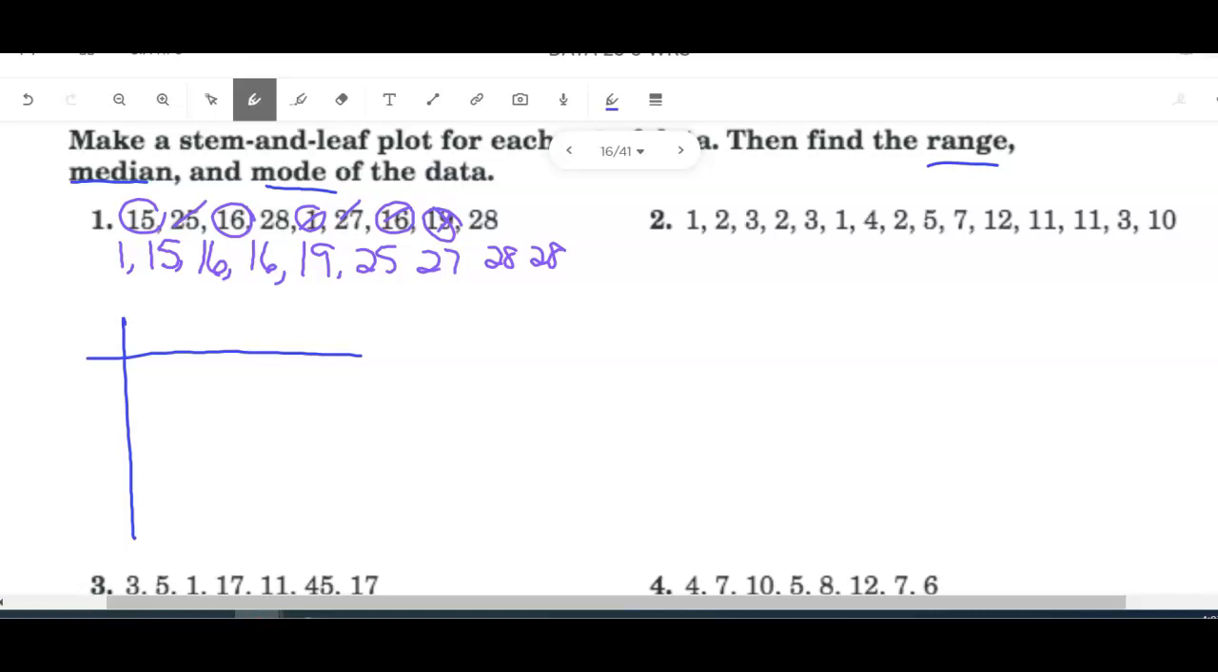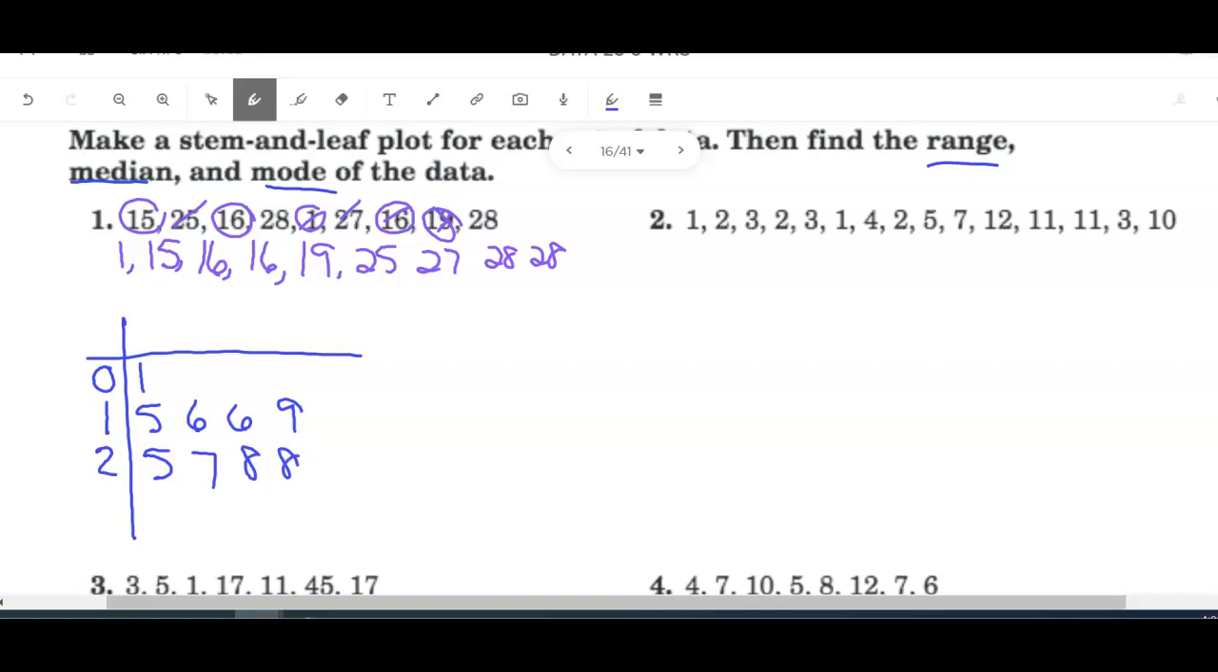All right, so first thing is I'm looking at my numbers. My smallest number is a 1. Any number that is less than 10 has a 0 in the tens place. I have numbers that start with 0. I have numbers in the teens and numbers in the 20s. So we just need 0, 1, 2 for our stems. Then I'm going to go ahead and fill it in. I've got a 15, a 16, 16, and a 19, 25, 27, and 2 28s.